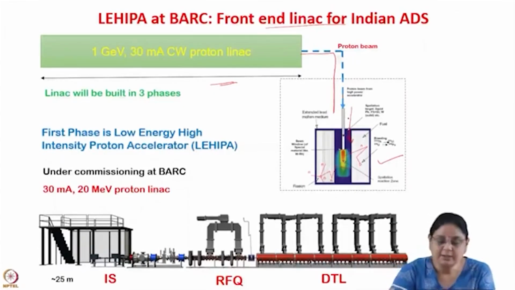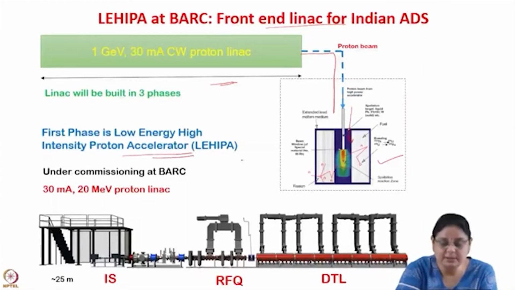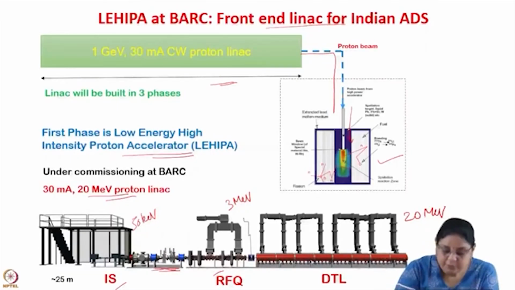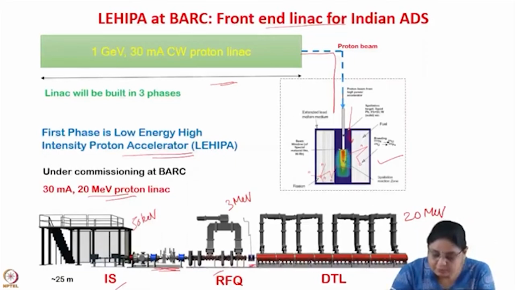For such an accelerator, it is planned to build it in 3 phases, and the first phase of it, LEIPA, is being built at BARC. This is a 20 MeV proton linac. It consists of an ion source and then there is an RFQ. The ion source gives a beam of 50 keV. Then the RFQ accelerates it to 3 MeV, followed by a DTL which accelerates it to 20 MeV. In between there are solenoid magnets for focusing the beam before the beam enters the RFQ, and then there are quadrupole magnets to focus the beam between the RFQ and the drift tube linac.